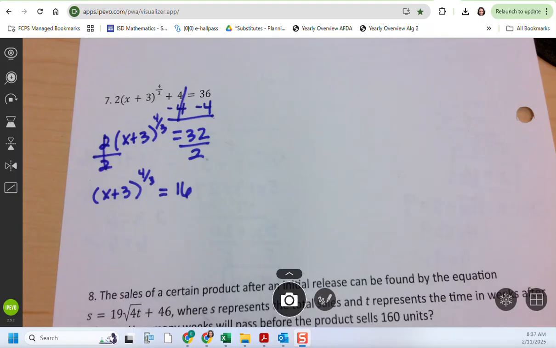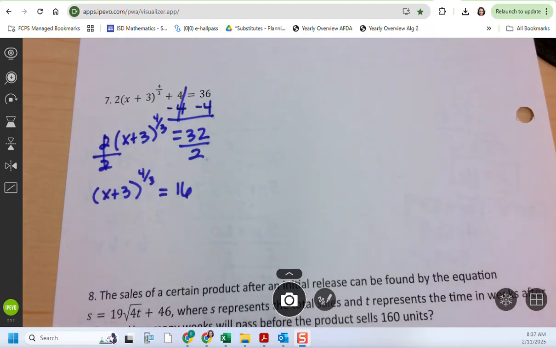Now if you don't have a calculator, now is a good time to go grab one, because raising something to a fraction exponent in your head is actually very tricky. It is not the same as multiplying it by a fraction. You can multiply by a fraction in your head. The fraction exponent takes a little bit more analysis.